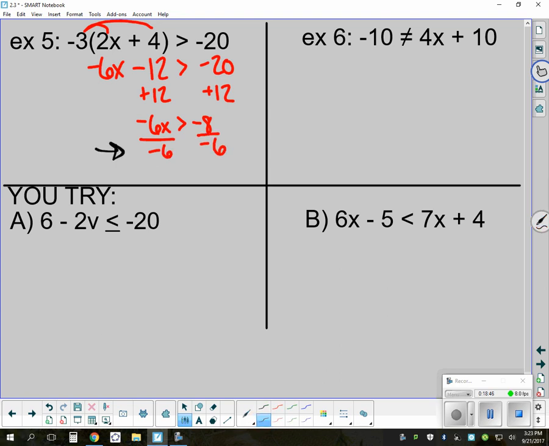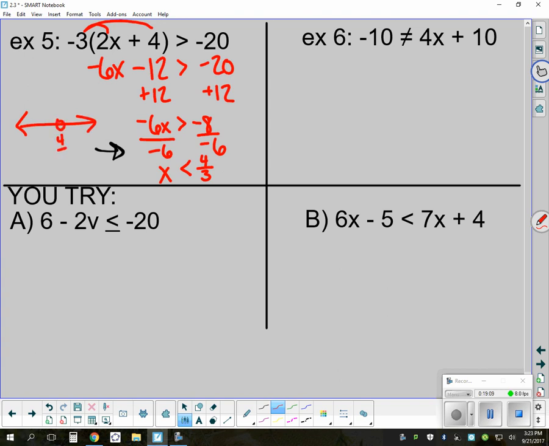And at this point here, I have divided by a negative. I introduced that into the problem. I chose to divide by a negative number, so my inequality symbol now has to flip around. And we get x is less than 4/3. That means any number less than 4/3 should work.